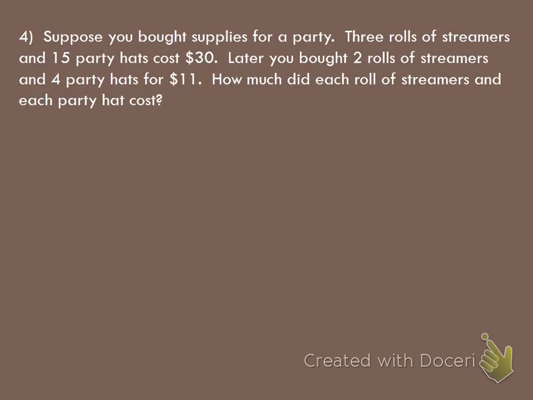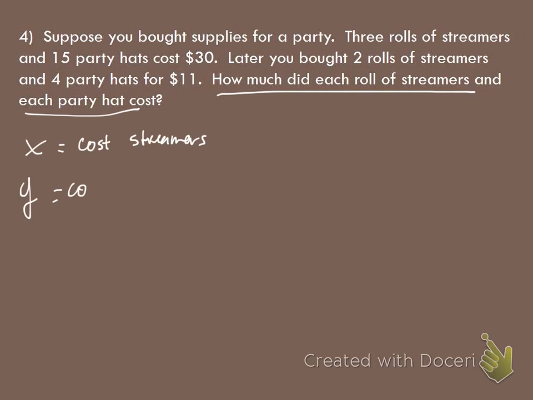So we get into our story problem methodology here. How much did each roll of streamers and each party hat cost? That tells you how many variables we need and how to define those, right? We need 2 because we don't know how much the streamers cost and we don't know how much the party hat costs. So that's how we're going to define these 2 variables, right? So X is the cost of the streamers, and Y is the cost of the party hats. Not total cost, but each, I guess. Each of the streamers and each of the party hats.